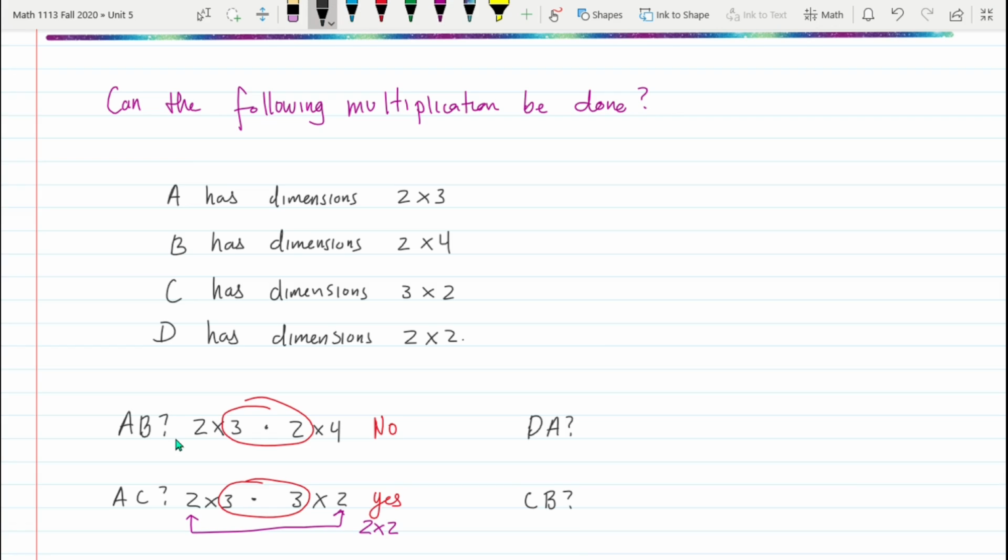Okay, can I do D times A? D has dimensions 2 by 2, A has dimensions 2 by 3. Can I do the product? Can that be done? And the answer is yes. At least it has the inner dimensions matching. That's great. Yes, the product can be done. What is the dimensions, or what is the order of the resulting product? It's going to be a 2 by 3 matrix.